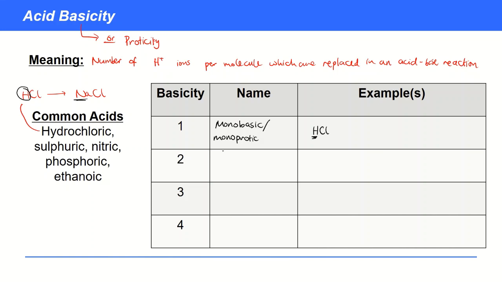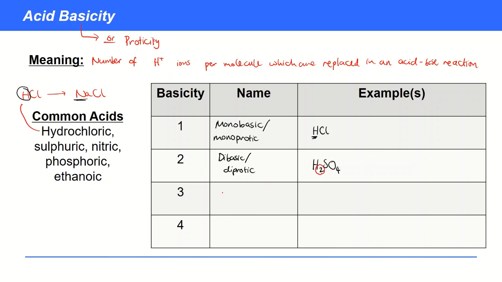Okay, a diprotic or dibasic acid is something like sulfuric acid, H2SO4. We've got here two hydrogens that are going to be replaced. Say for example it might become Na2SO4. Both hydrogens are being replaced.